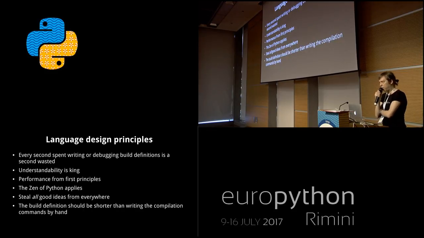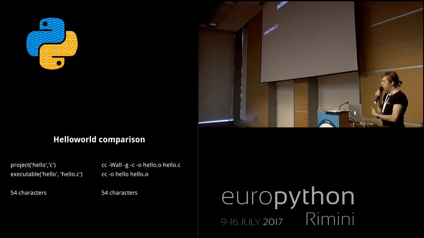And one thing is that the build definitions should be shorter than writing the exact compilation commands by hand. So let's look at an example. A hello world example looks like this. You define your project and then you say, I want to build an executable which has this one file. And this is 54 characters. And if you do it manually, you say CC, -W, all the stuff, you compile, you link, and that's 54 characters. So we didn't quite reach the goal. However, if you use GCC, then it's 56 characters and we win.